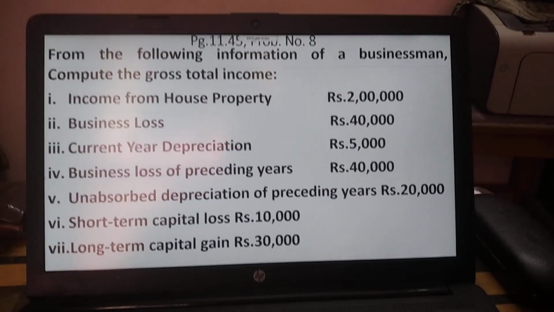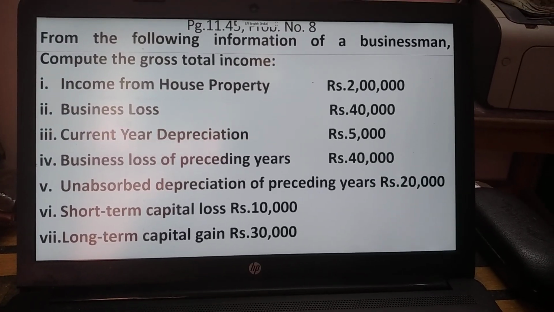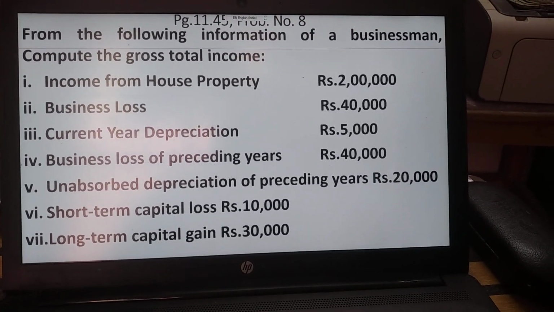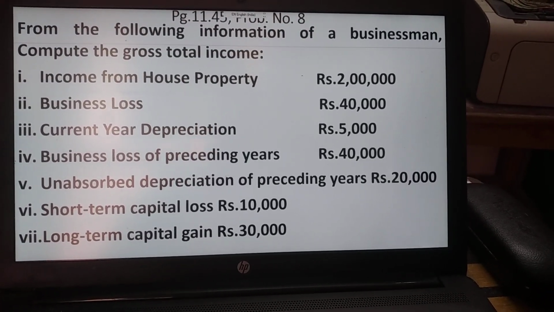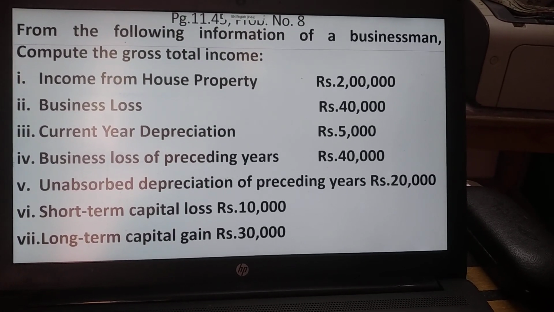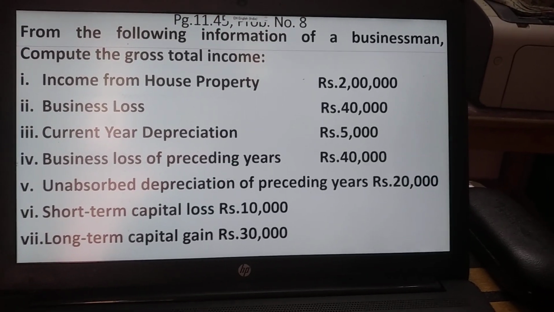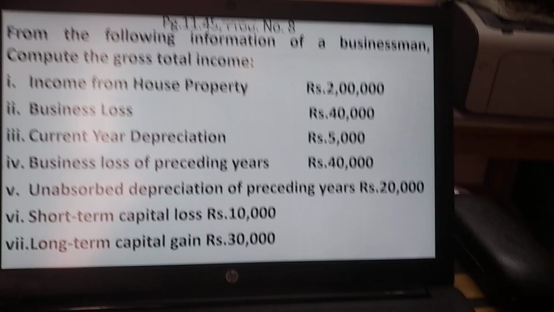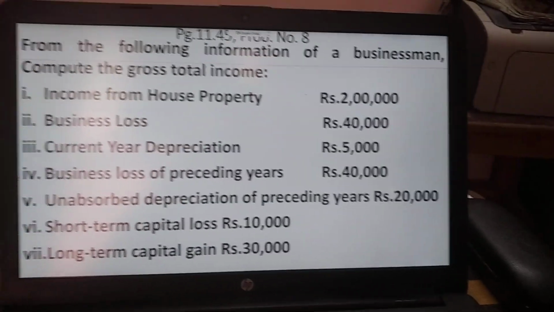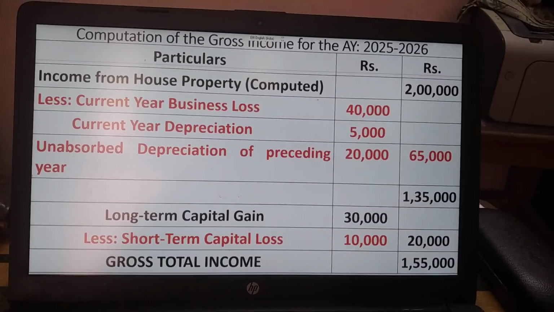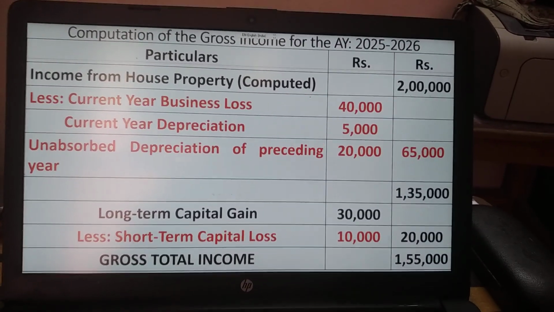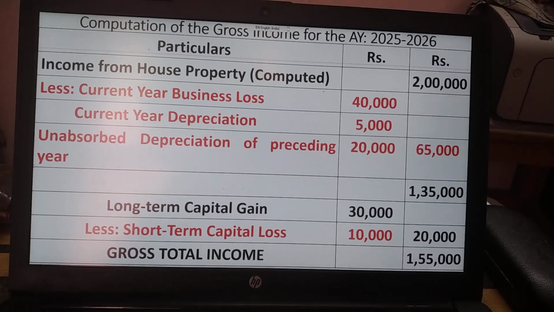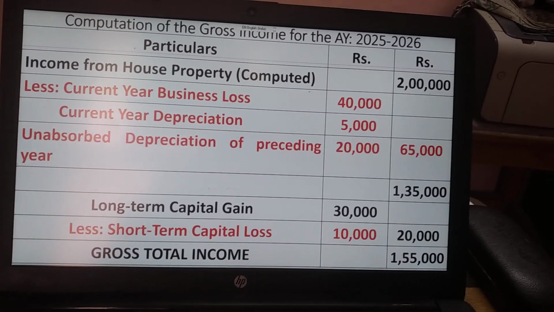Now, you just have a look at the question and take the screenshot of it. Let us move on to the problem. Now, actually, computation of gross total income for the assessment year 2025-26. Now, income from house property.